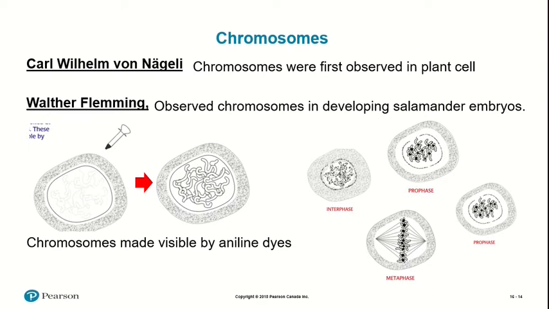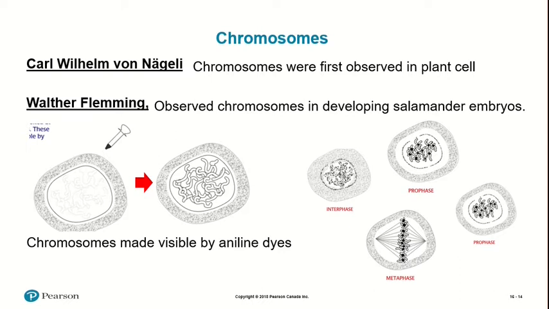The first one who observed chromosomes was Carl Wilhelm von Nägeli, who studied chromosomes in plant cells. And Walter Flemming studied chromosomes during mitosis in a lot of detail. He was born in Germany, and he was a military physician during the Franco-Prussian War.